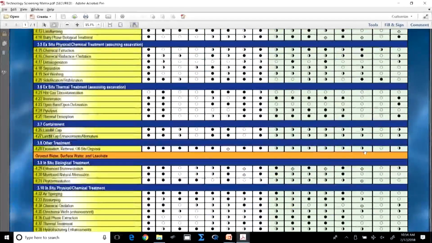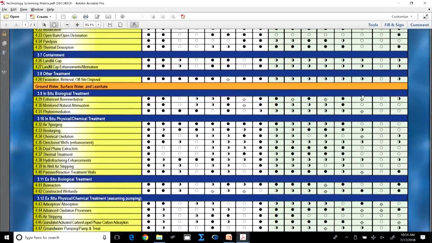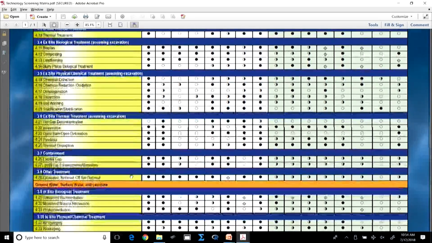In such a manner I can narrow down the relevant options that I have, and once I narrow them down, then I can analyze them in greater detail to see if a particular technique is applicable to my particular site or not. So obviously there are different treatment techniques. Let us look at some of them.